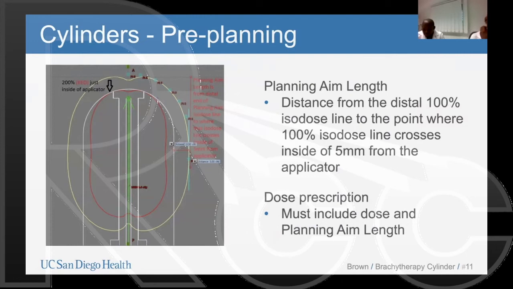If they don't include a planning aim length, or if someone doesn't have the same understanding of what planning aim length means, then the treatment will be for sure suboptimal. And the radiation oncologist will not be getting the dose that they want at the length that they want it. So very important that you go over this with your radiation oncologist, that you understand what planning aim length means, and also that they understand what planning aim length means. Any questions about that? Because it's quite an important point. And it's also a great way of standardizing terminology for these cylinder preplans.